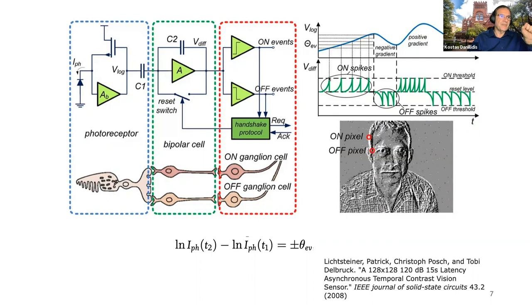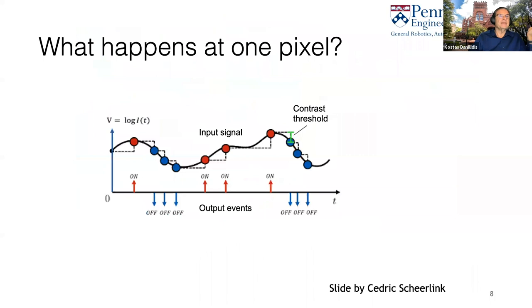And if this increase is positive, you get what we call positive events. And if this increase is negative, when the intensity is getting darker, then it produces negative events. So what you get is really these spikes as an output, which, depending on the gradient of the logarithm of the intensity, appear at really different, not regular intervals. So this is another explanation: you have a continuous signal, which is the logarithm of the intensity, and every time the difference exceeds this threshold, we have either a positive event or a negative event.